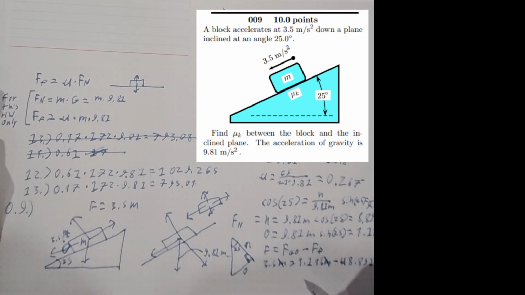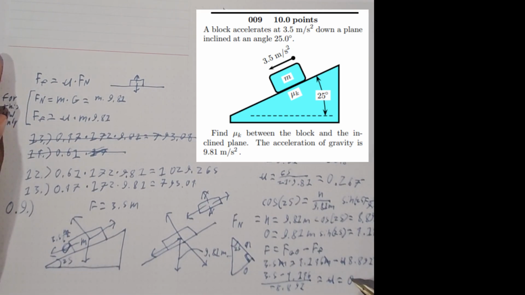And then all we have to do is subtract this. So 3.5 minus 4.146, over negative 8.891, is equal to mu, which is also equal to 0.073, which gets you the answer.